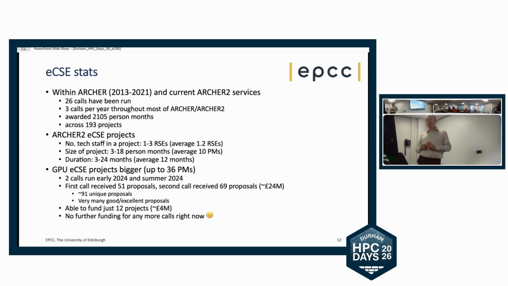So we ran two calls in 2004. The first call received 51 proposals. The second call received 69 proposals. And when I added up how much money was requested, that was £24 million. Okay.